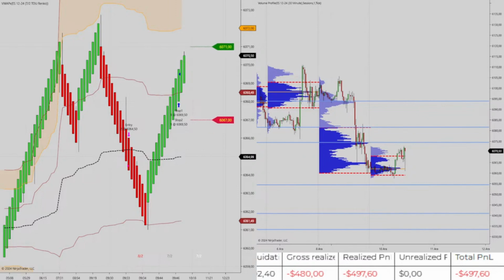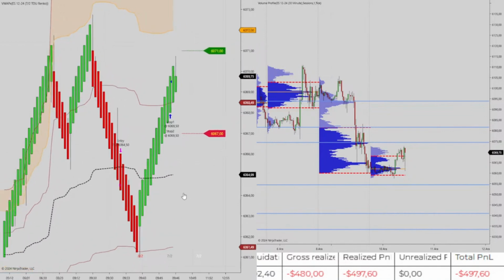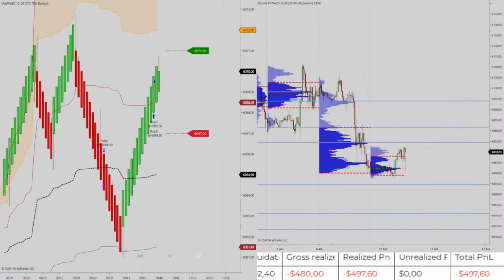Typically, if I take 2 consecutive losses, I call it a day. But after just 1 loss, my goal is to trade my way back to break even or into profit.